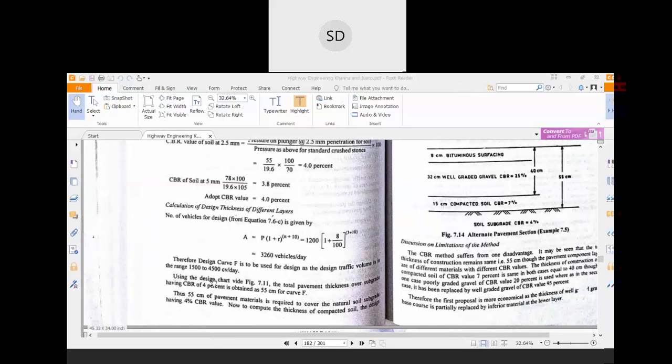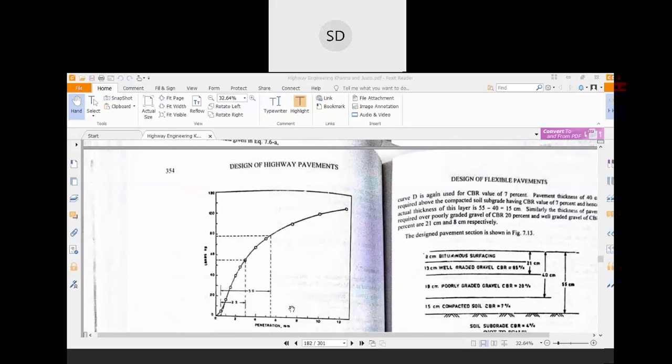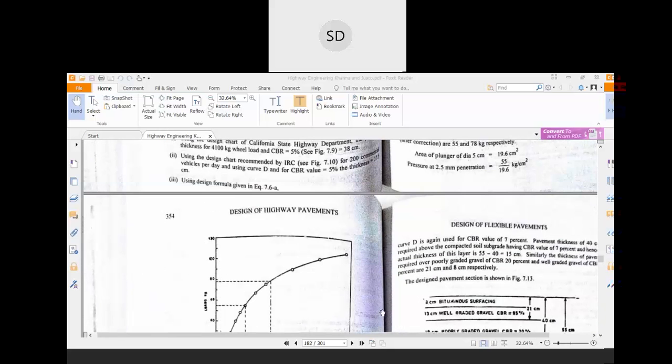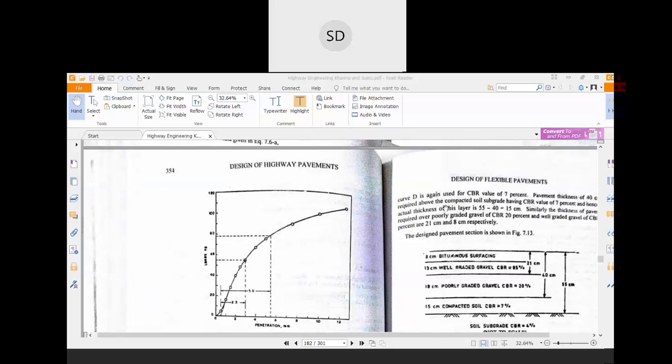Okay, so the total thickness of the pavement is 55 centimeter. Now you have to design the different layers. So how do you design the different layers? Now compute the thickness of compacted soil. The design curve D is again used for CBR value 7%.